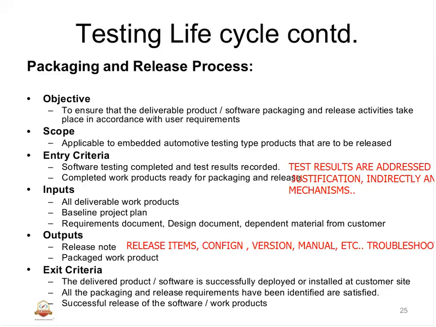And the packaged work product is another output. That means the output is cleanly maintained as per what is being told in the earlier process or the planning process. That means such and such folders will have such and such past results or failed results or reports will be there. And where the build is there, all this will be part of the work product structure. That should be part of the output.